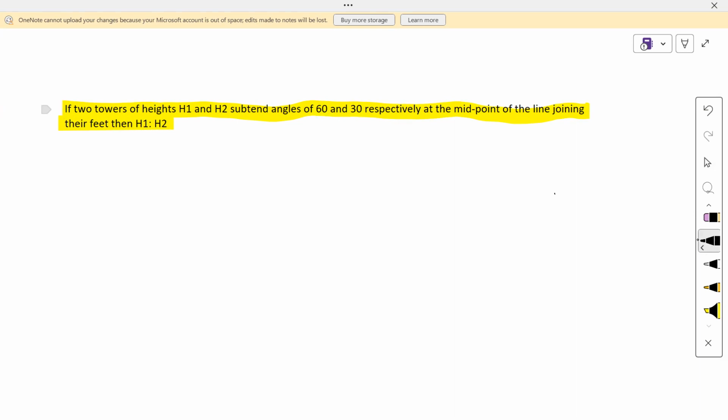Two towers of height h1 and h2, so draw two towers. Okay, so this is h1. Take this one as h1, and the other one you take as h2. And this is the line which tells you the length of the distance between the two towers. Okay, so let's take the midpoint on this line.